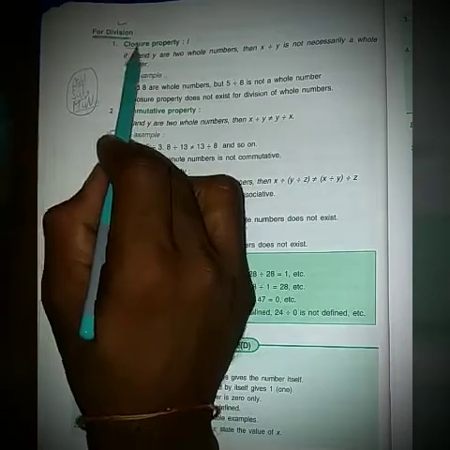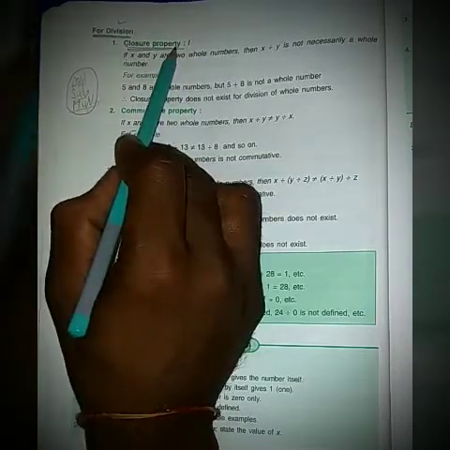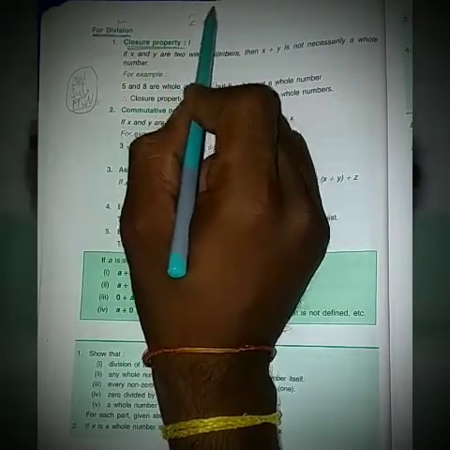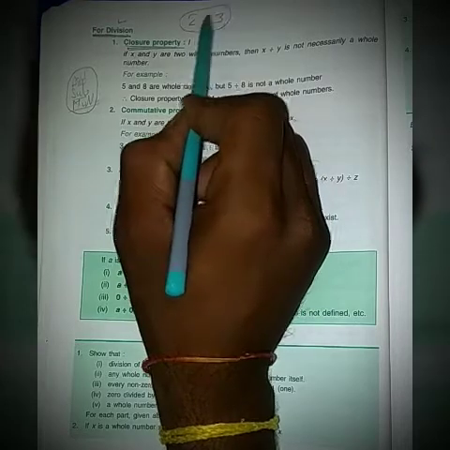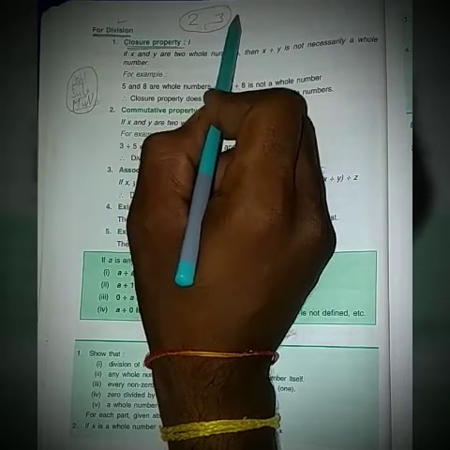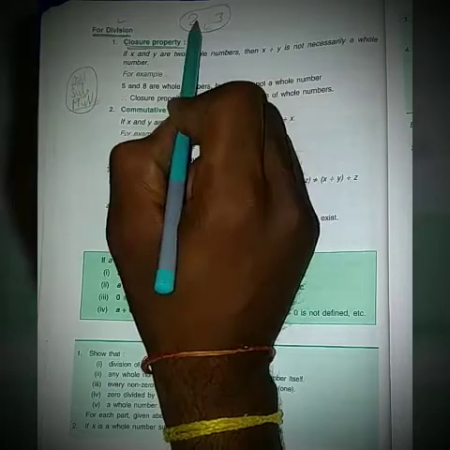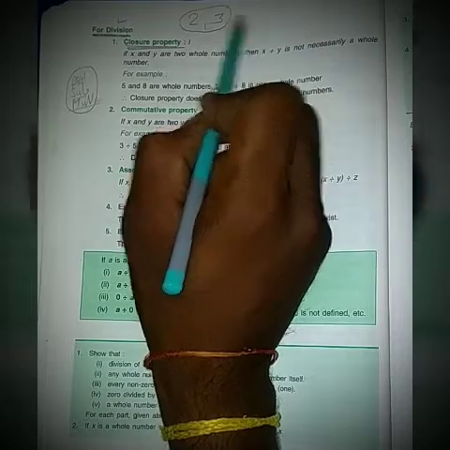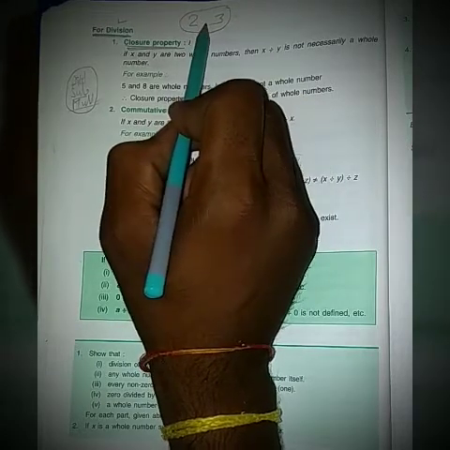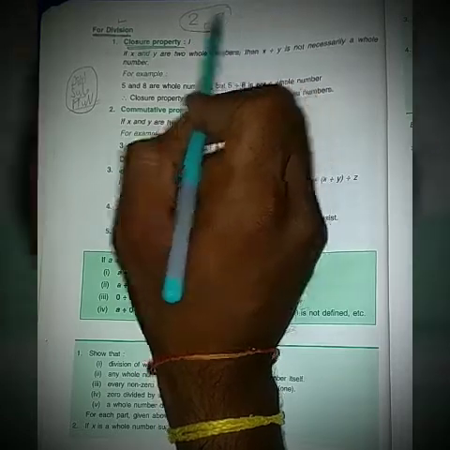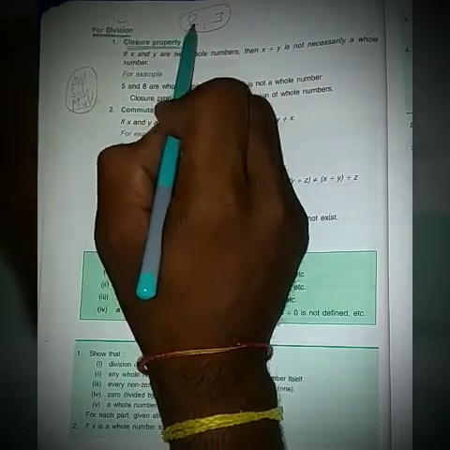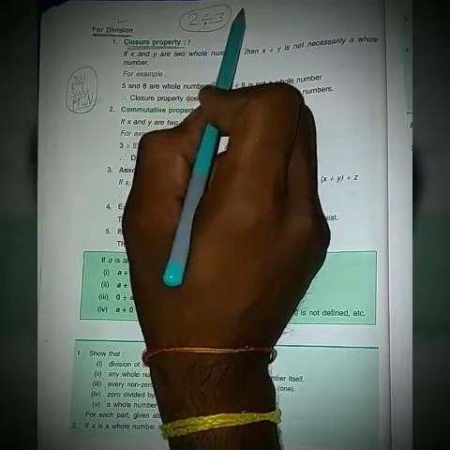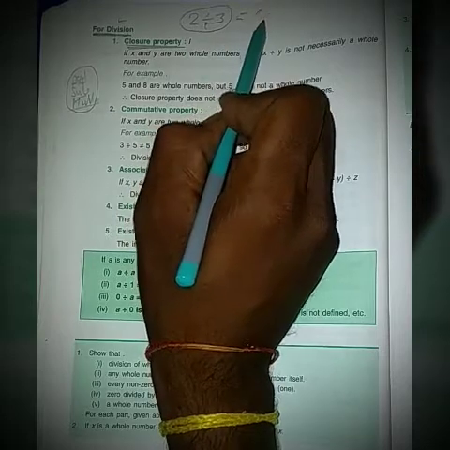Our first property is the closure property. Closure property means if we have two whole numbers, say 2 and 3, and we add these numbers, the sum will also be a whole number. If we subtract these numbers, is the result a whole number or not? If we multiply these two numbers, the product will be a whole number. But in the division case, we have two whole numbers. If we divide the first number by the second number and the result is also a whole number, then the closure property is satisfied.